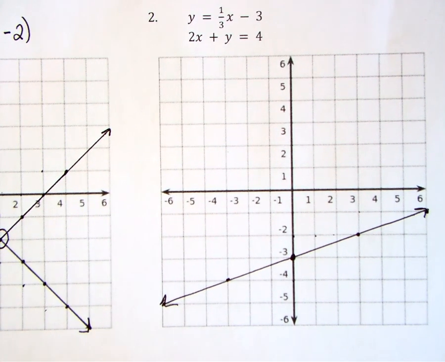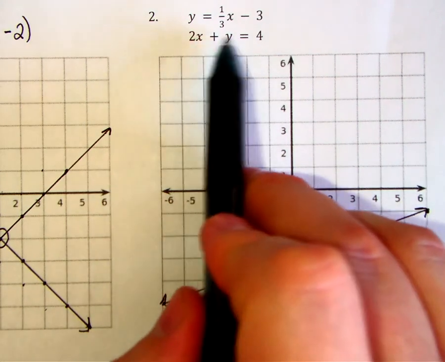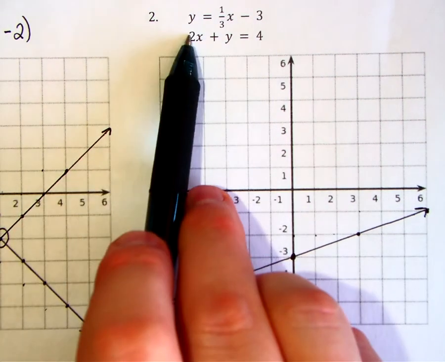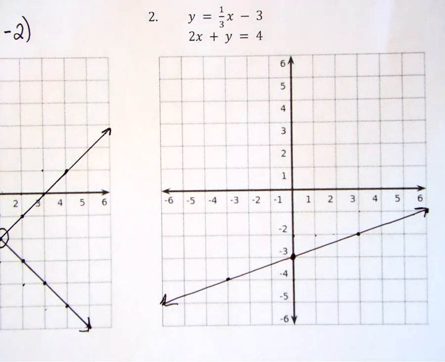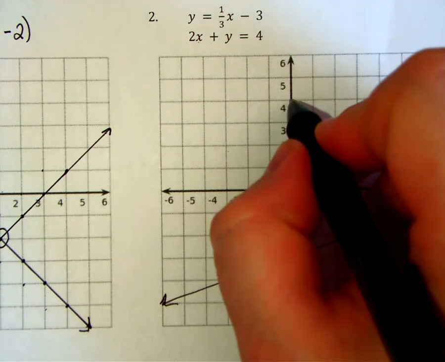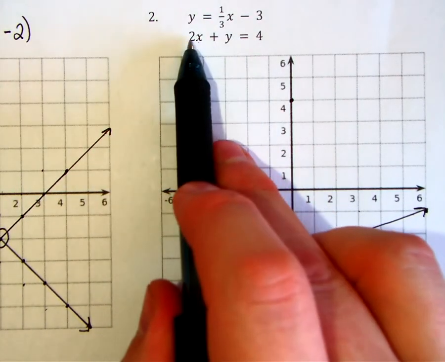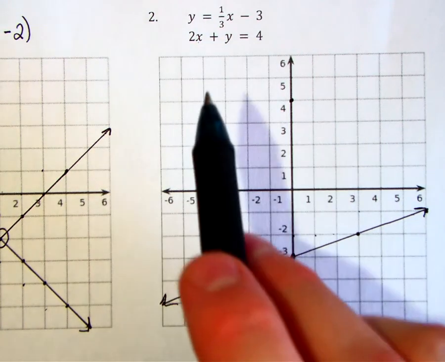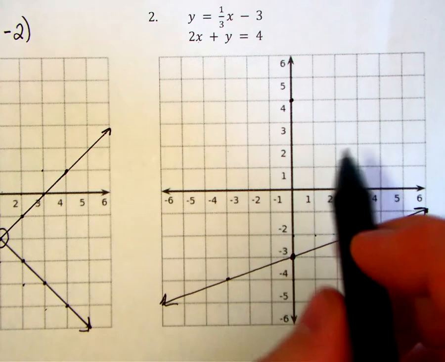There are certainly multiple ways to graph the second equation. I could identify my x and my y-intercept. That would be fairly easy to do. Since it's in standard form, if I put a 0 in for x, 2 times 0 would give me a y value of 4. If I put a 0 in for y, I would get 2x plus 0 equals 4, so 2x equals 4, where my x value then would be 2.